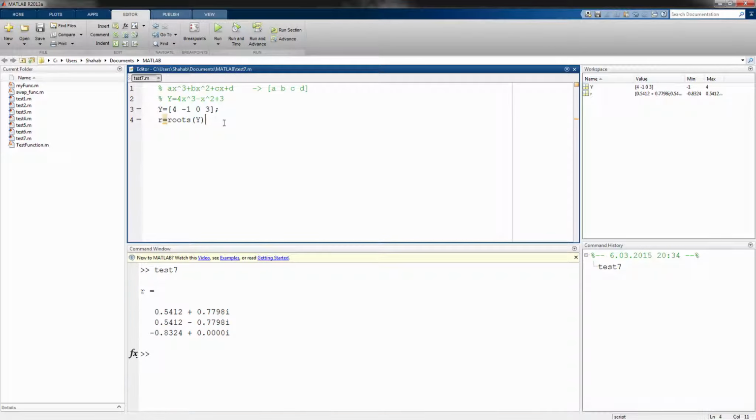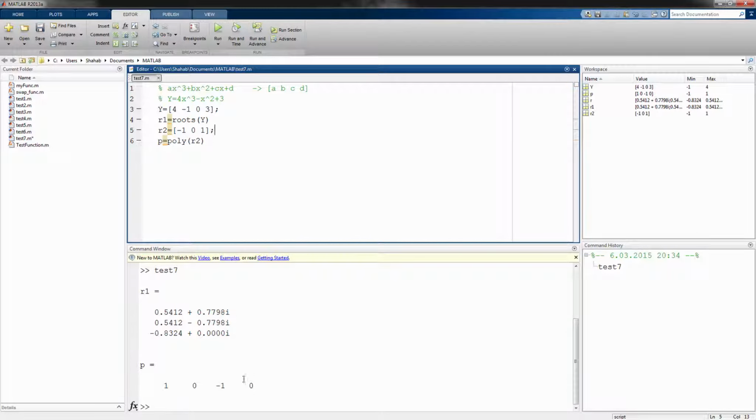Now, sometimes we have the roots in our hand. For instance, I already know what the roots are. Let's call this one r1, so I can define r2. I want to have a polynomial whose roots are minus 1, 0, and 1. Minus 1, 0, and 1. What I will do is write the polynomial p is equal to poly of r2. Now, let's see how it works.